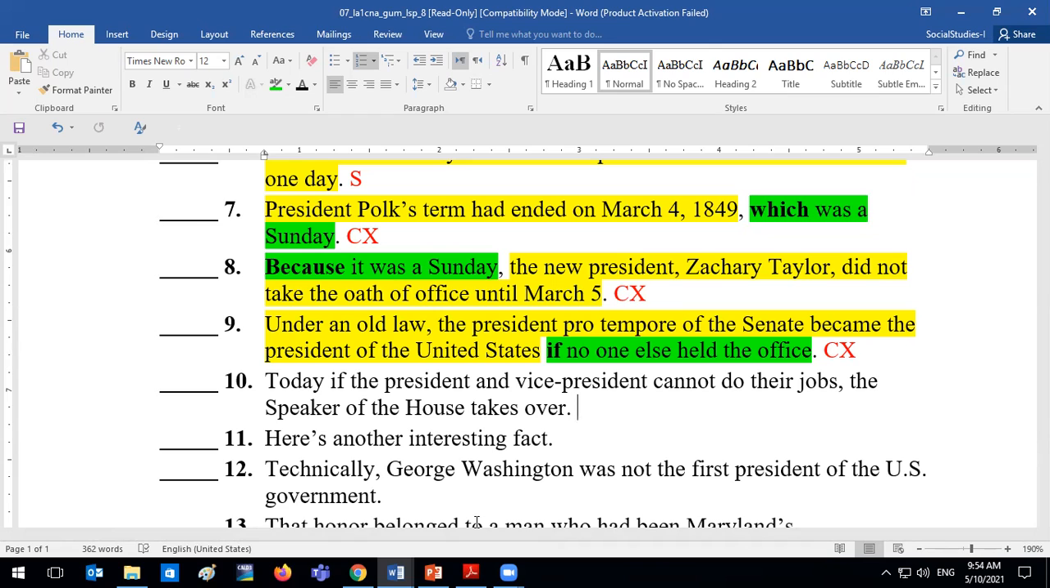Let's look at number 9. The subordinate conjunction that was used in number 9 is the word if. Do we see it used again in number 10? Yes. Okay, so where's my subordinate conjunction? If, right? We have if here. So where's my subordinate clause? Can you give me the subordinate clause? If the president and vice president cannot do their jobs. Good. And don't forget to include today, which is your adverb. It's part of the sentence. So today, if the president and vice president cannot do their jobs.